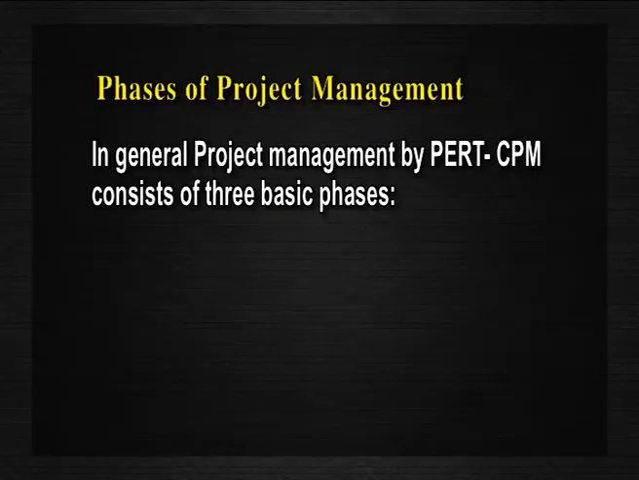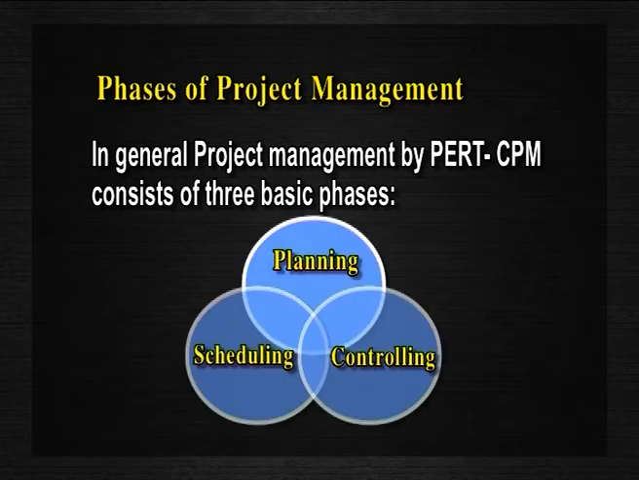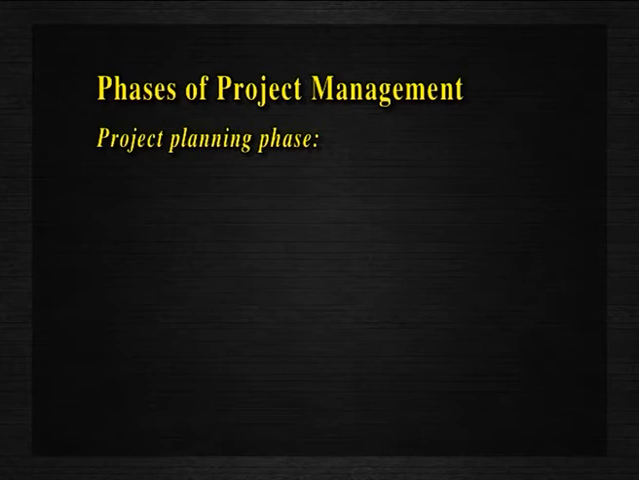Coming to the phases of project management. In general, project management by PERT CPM consists of three basic phases, that is planning, scheduling and controlling. Coming to the project planning phase.